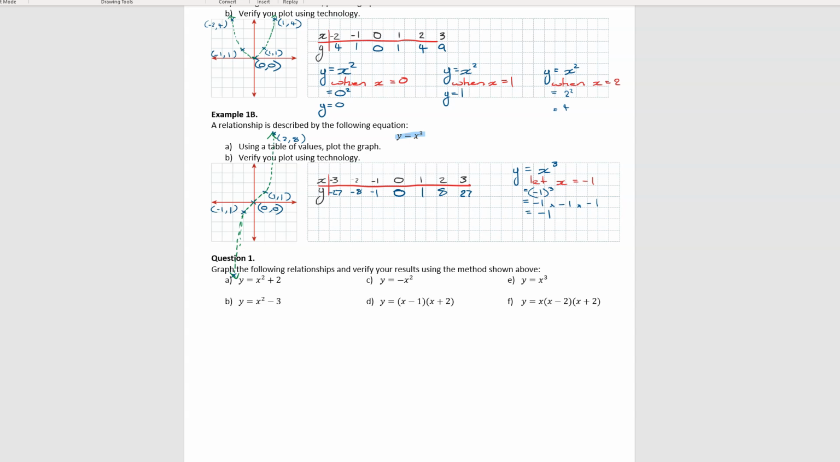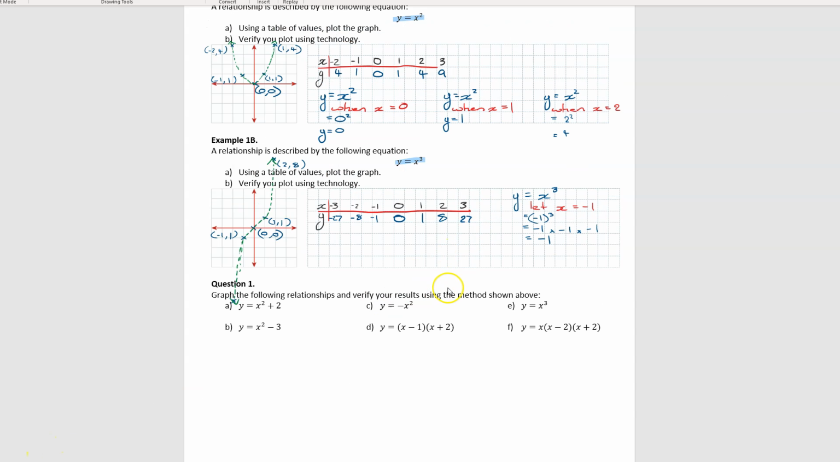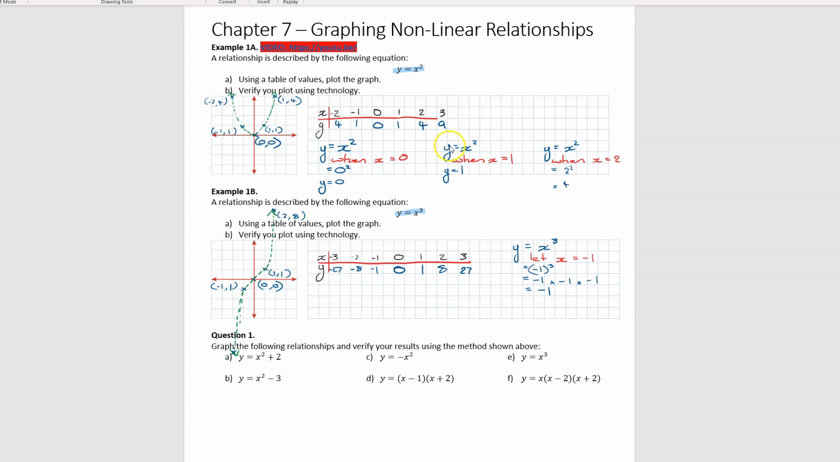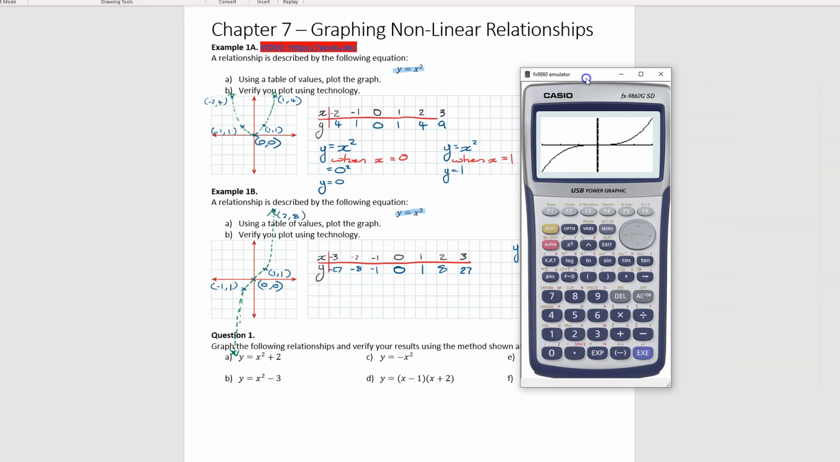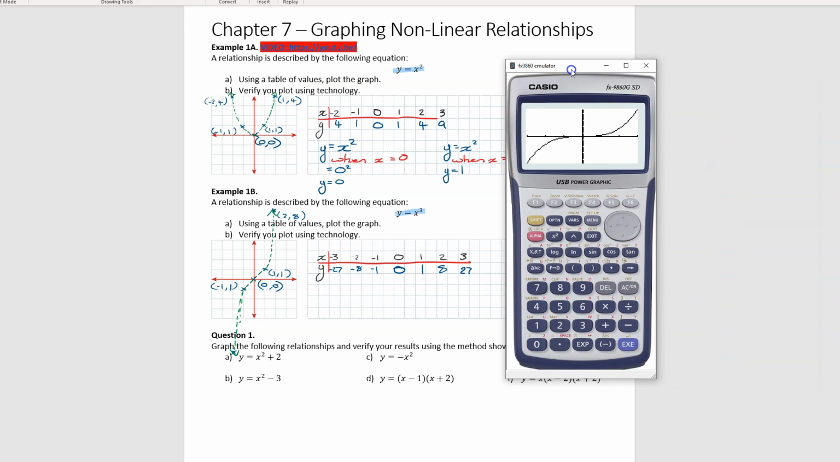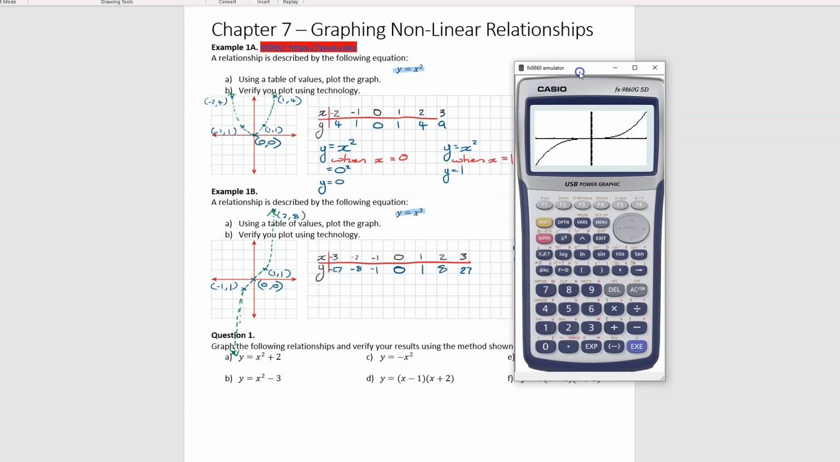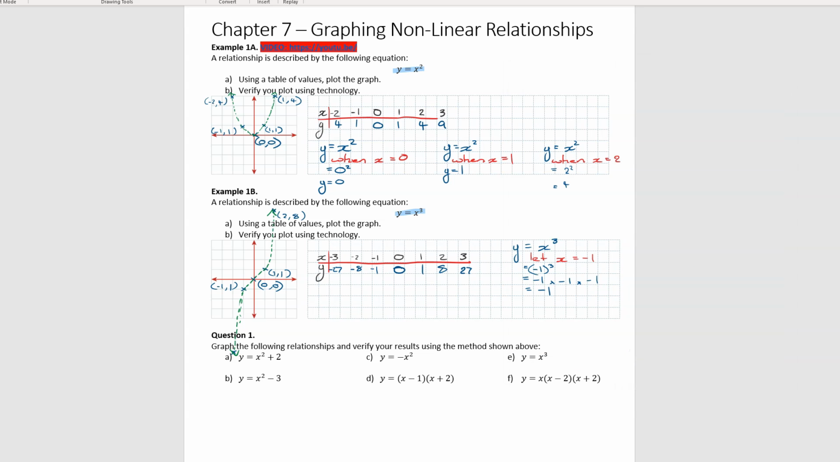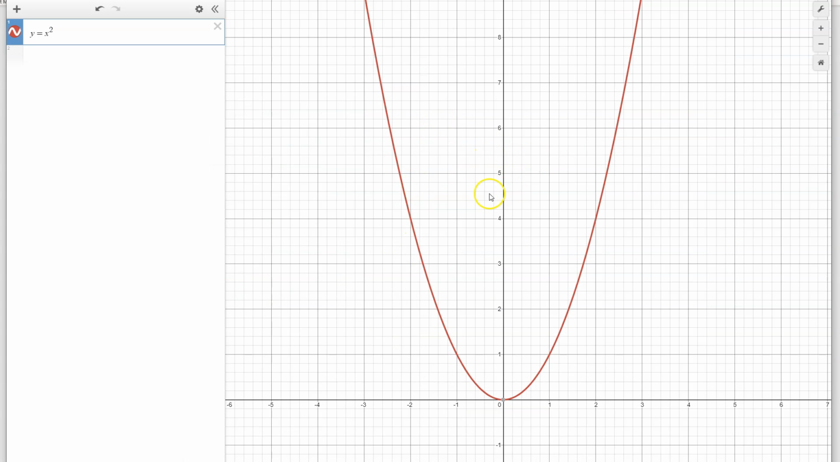So this has been what should have been a brief video, but 14 minutes isn't too bad. This has been a video showing you how we can plot nonlinear relationships and then how we can evaluate whether we've done our plot correctly using technology with these calculators here, which you'll use in year 10 and a lot in year 11, as well as how to do it in Desmos here.